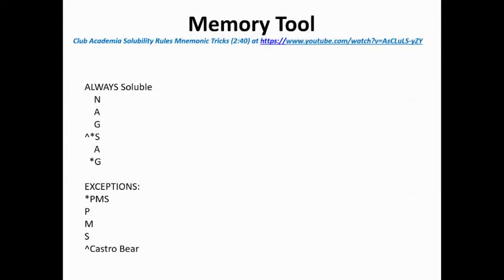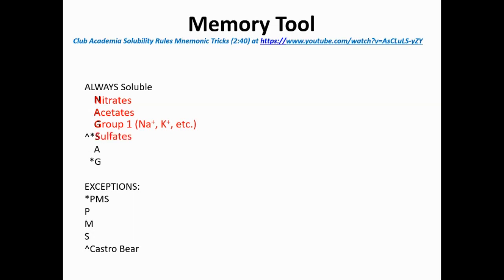Now, you might be thinking, how in the world am I going to remember this? Well, we have an easy memory tool. Check out this 2.5-minute video to see how it works. I'm going to summarize it for you briefly right here. It's called NAG SAG. The soluble salts are the NAG SAGs. What are they? N is the nitrates. A is the acetates. G, group 1: lithium, sodium, potassium.